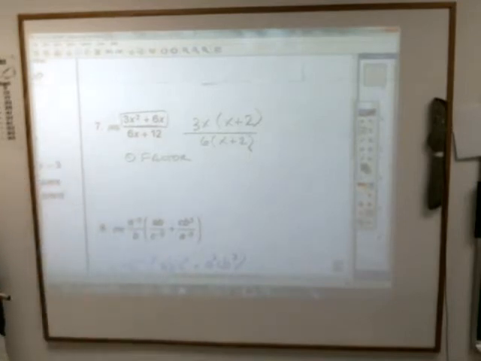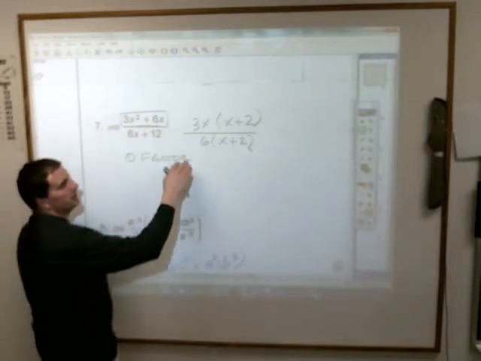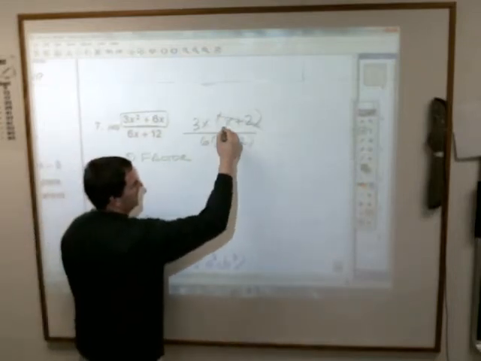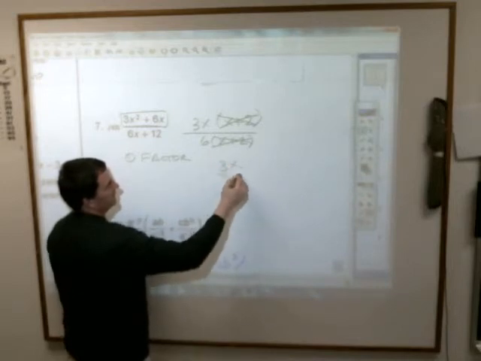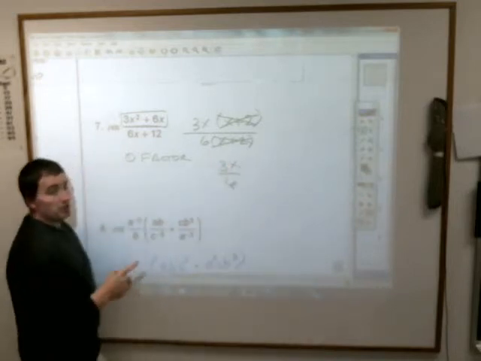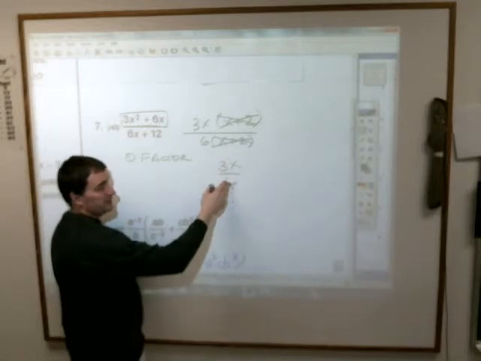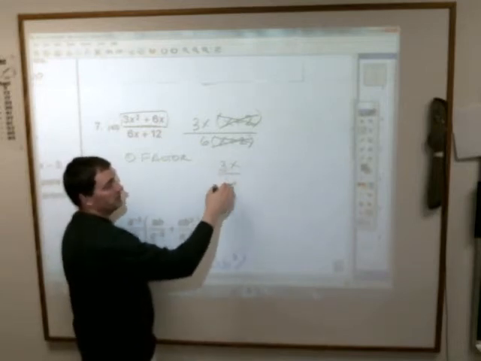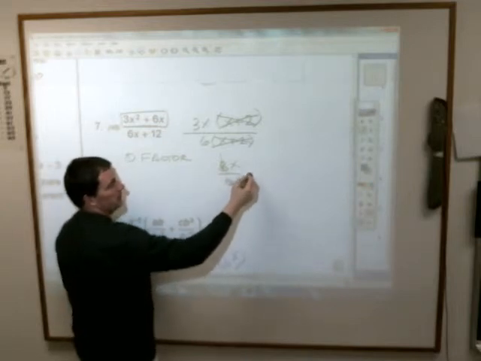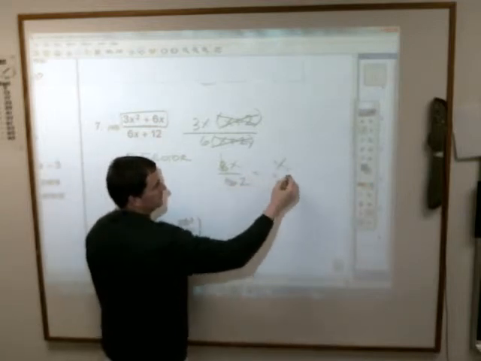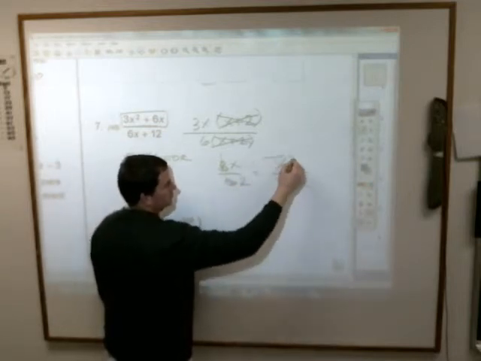And then, just like a huge miracle, you see some common factors. The x plus 2 is the most obvious one. Those go away and you're left with 3x over 6. But those are also factors, because it's 3 times x over 6. So you can cross cancel the 3 and the 6. 3 goes into 3 once and the 6 twice. So your answer is x over 3.